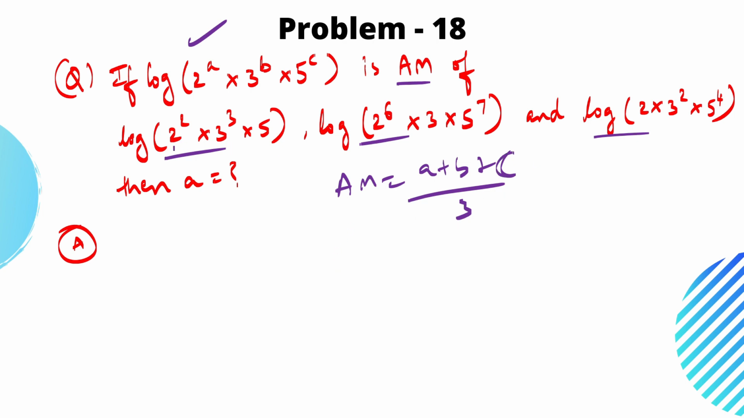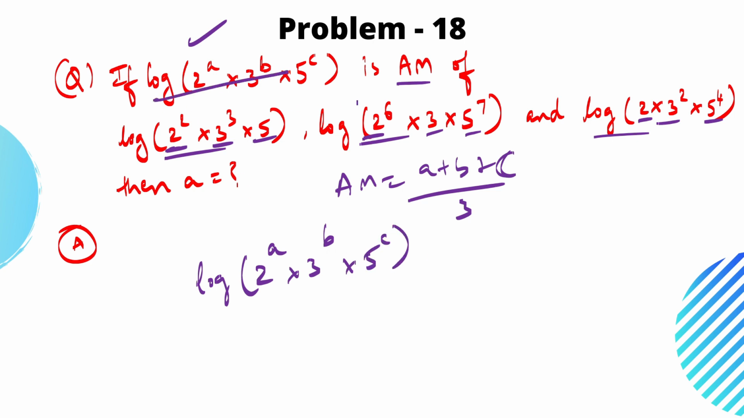So if we observe here we have 2 square. The base is 2. Here the base is 2. Same goes with 3. Here the base is 3. And the base is 5, 5 power 7, 5 power 4. So all 3 bases are there. Hence we will write log 2 power some exponent a into 3 power b into 5 power c, as all these are multiplication.